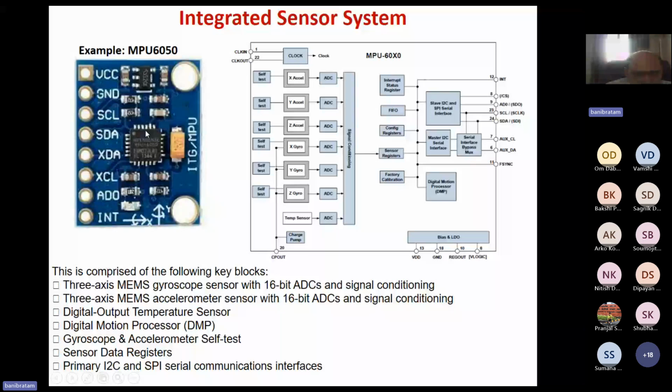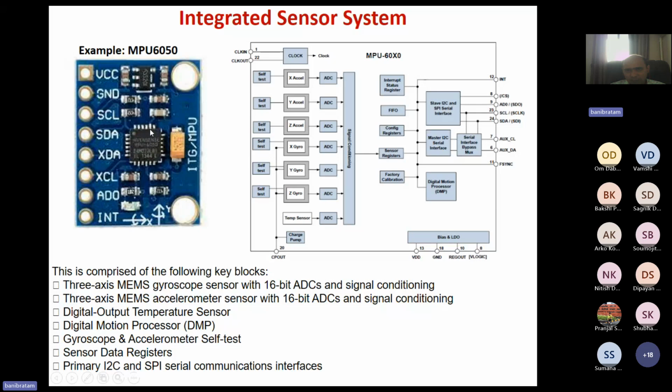Here is the development board, where you have different pins for the power supply, VCC, then ground, then SCL, SDA for your data communications. You have the XDA, XCL, the AD0, and the interrupt. So these different pins are there, and using them you can use this particular device or sensor system for your applications to take different kinds of output.